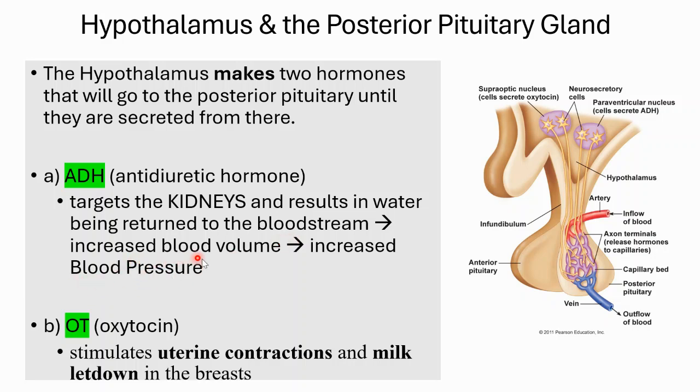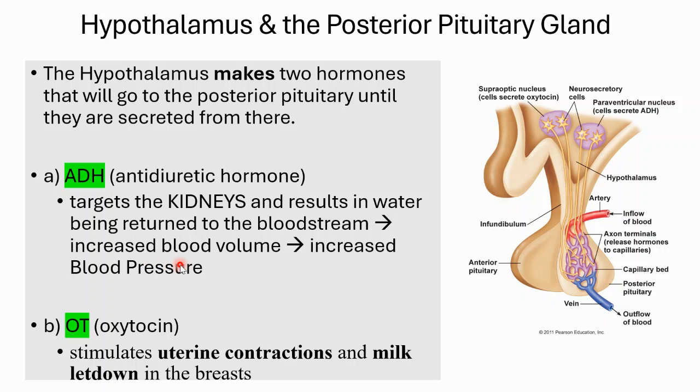If we're going to take that antidiuretic hormone and return the water to the blood, that's going to make the blood volume higher, because you just put a lot of water in there. And if your blood volume goes up, that ultimately will cause blood pressure to go up.